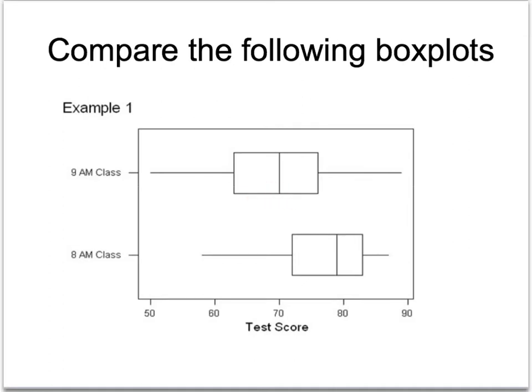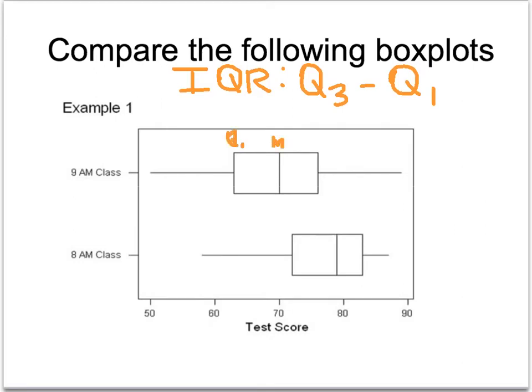Now remember, IQR, let me write this down. The interquartile range is the third quartile minus the first quartile. And remember, this is Q1, the median, or Q2, and this is Q3. And so the 9 a.m. class had the larger of those. You can tell just by looking at the length here that this length is longer.